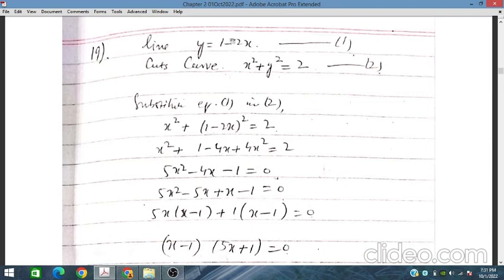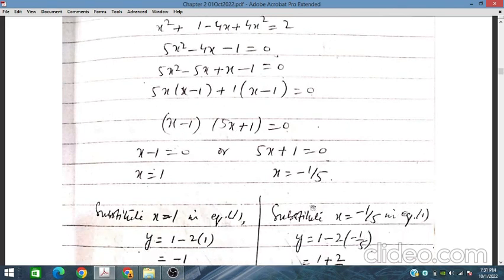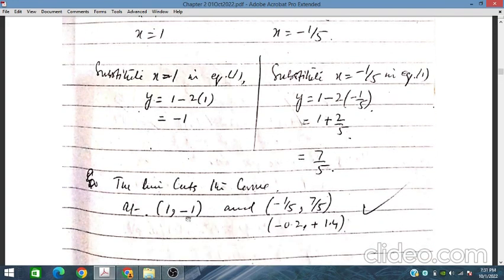So we place this subject here in place of y, we get this value, and by opening this bracket square we get this, and by simplification we have obtained this, and by factorization we have obtained this. So here x is equal to 1 and x is equal to minus 1. So we have obtained two values of x, and from the first x value we have the first y value, and from the second x value we have the second y value. So we have obtained two solutions.